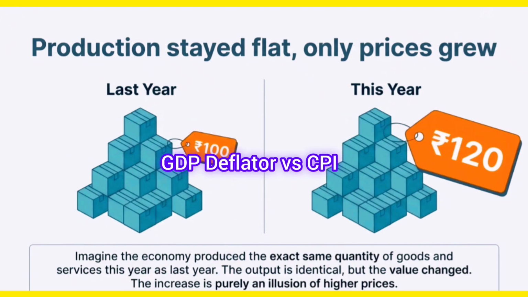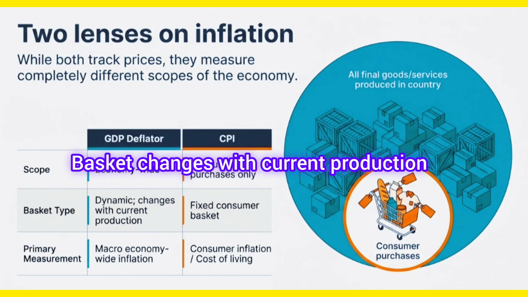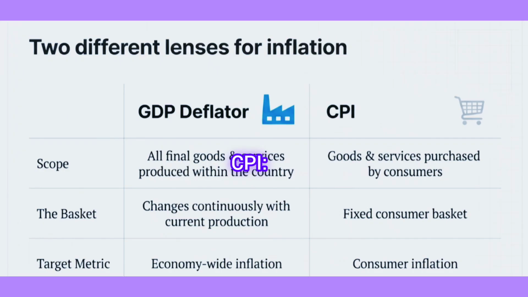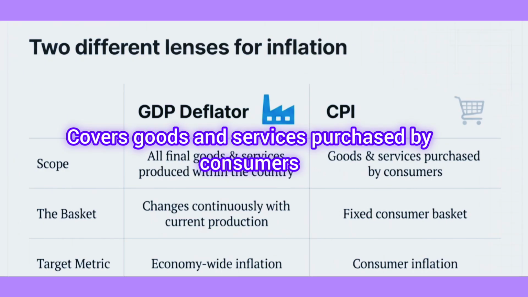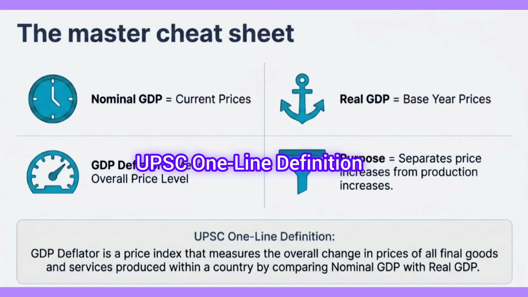GDP deflator versus CPI. GDP deflator covers all final goods and services produced within the country. Basket changes with current production. Measures economy-wide inflation. CPI covers goods and services purchased by consumers. Uses a fixed consumer basket. Measures consumer inflation.